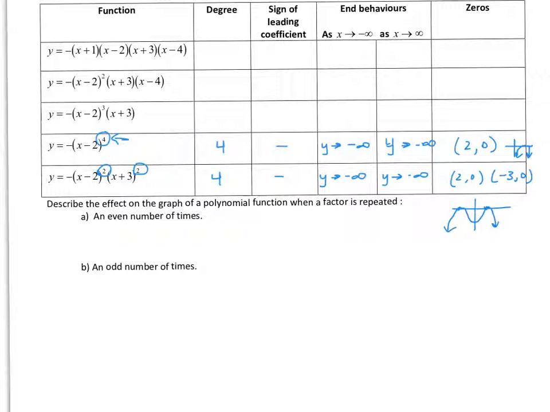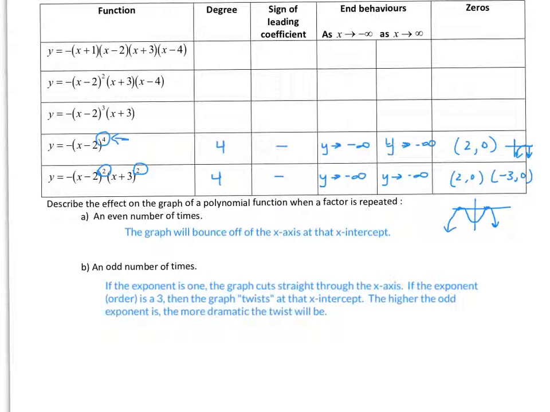Okay, so the effect on the graph of a polynomial function when a factor is repeated an even number of times means that the graph will bounce off the x-axis at that point, at that 0. If it's an odd number of times, if it's just 1, it cuts straight through, but if it's an order of 3, then it's going to do the twist at that spot, or a zigzag, or whatever you want to call it that tickles your fancy. All right, so I'm just going to summarize that here.